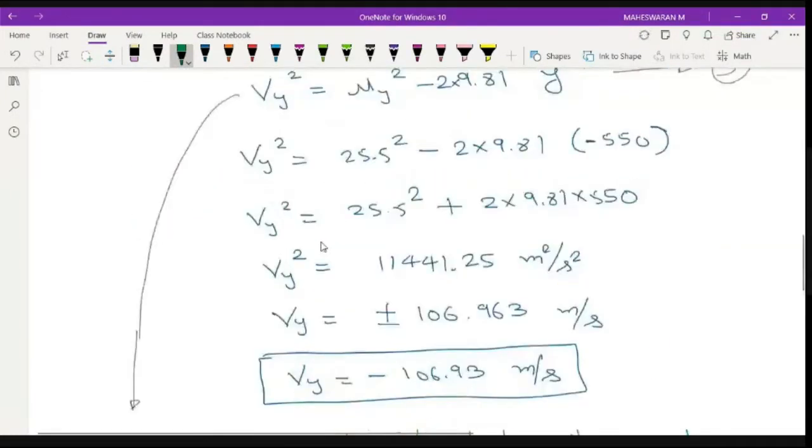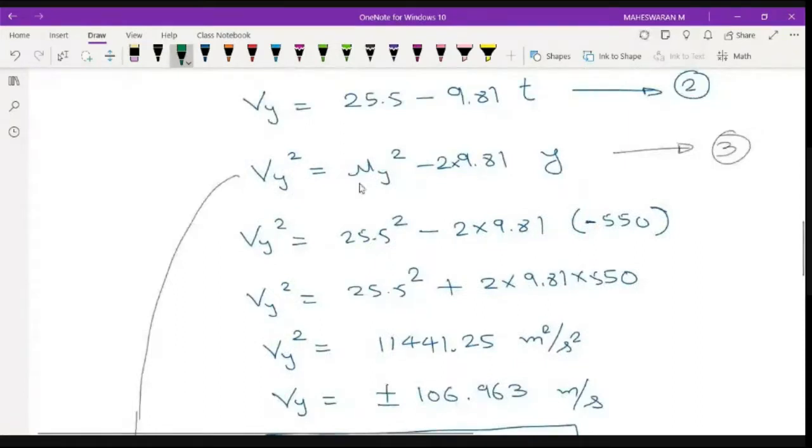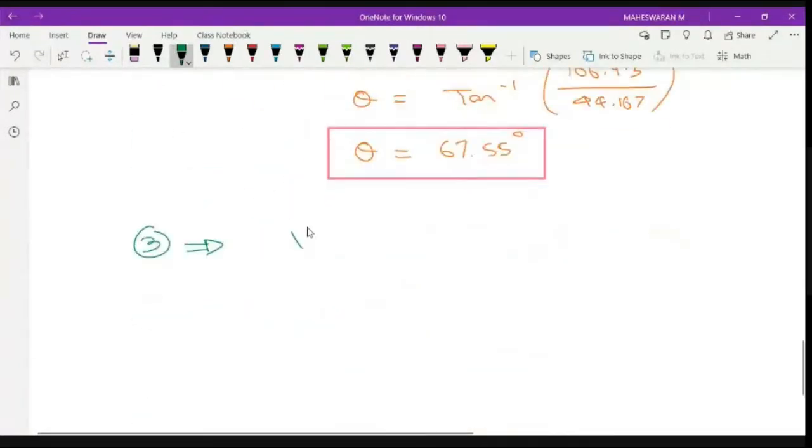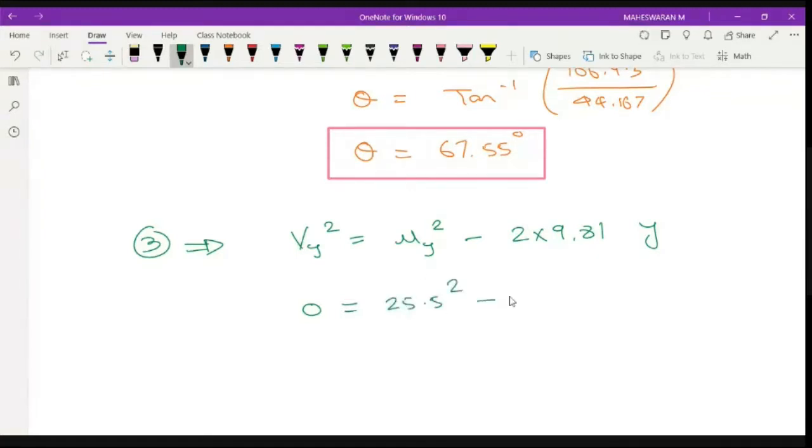So your equation 3 is vy square is equal to uy square minus 2 into 9.81 y. Now y is unknown, right? Your final velocity is 0 now because it is achieving the maximum height, which means your velocity will be 0 at that location. But you have initial velocity which is 25.5, the whole square, minus 2 into 9.81 y.